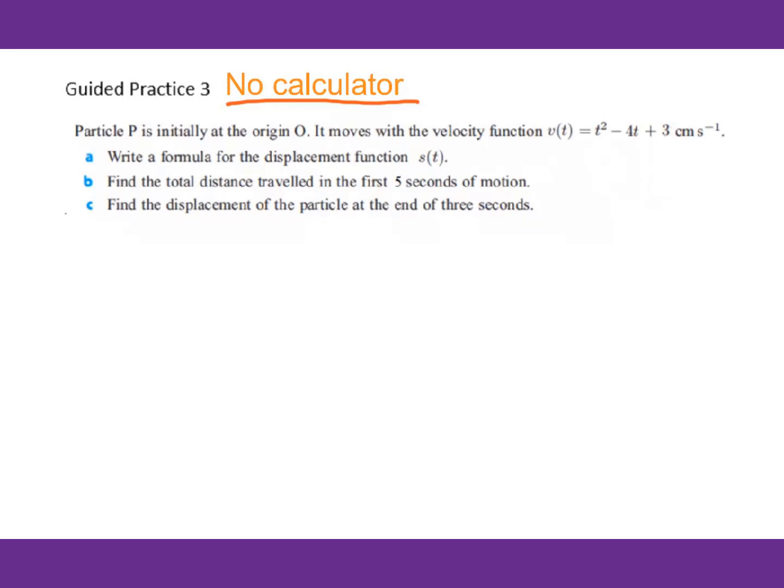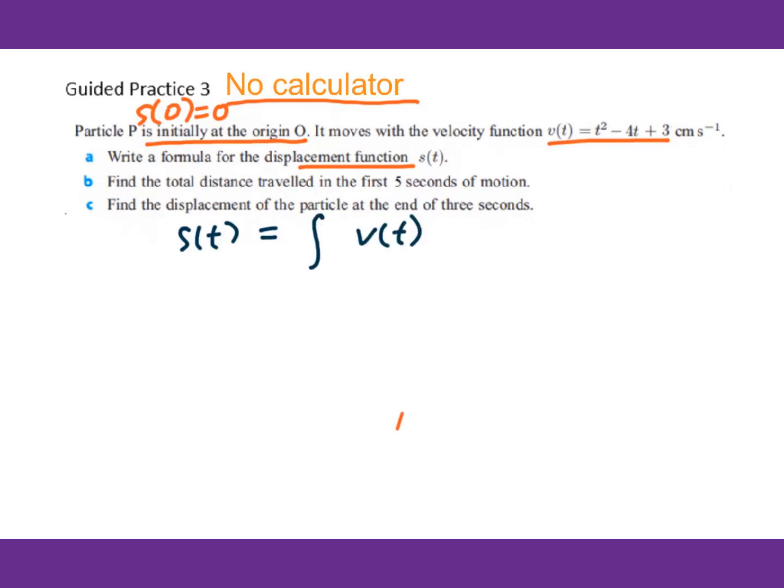Particle P is initially at the origin, which means s of 0 equals 0. It moves with this velocity function. Write down a formula for the displacement function. So we have displacement equals the integral of velocity. So we have t squared minus 4t plus 3.